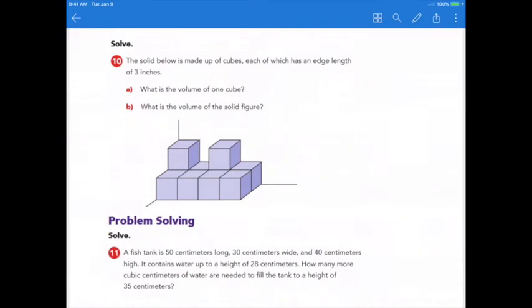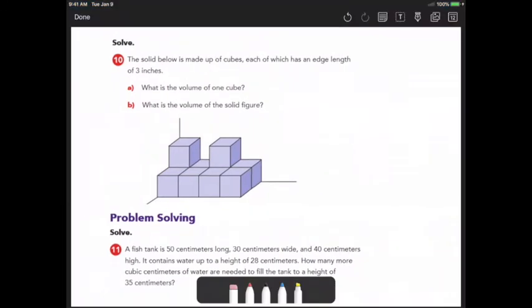Okay, so what you're going to do is this. We'll go over number 10, then we'll do 11 later. So you're going to figure out, it says there's a bunch of cubes here. You need to find out the volume of one cube for A, and then find the volume of the whole shape. So you're really going to find the volume of the one cube, and then add up the cubes and times it by that volume, and that will give you the volume of the whole shape. So it says that each edge is 3. So remember, it's a cube, so it's S cubed is the formula. So pause, then hit play.